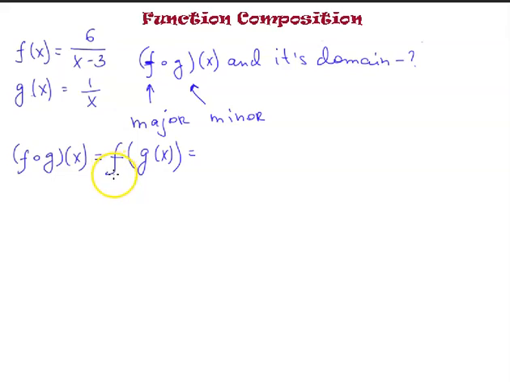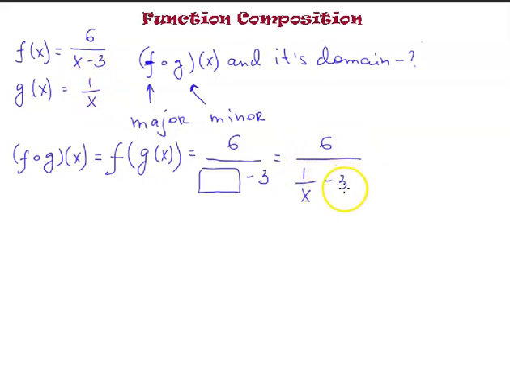Because function f is major, I use the format of that function, which is 6 over, and then there's an x when the function was f of x, minus 3. Now in my case, instead of x, it's going to be g of x. So instead of x, I will put 1 over x. That's my g of x, minus 3. Now I just need to simplify the denominator. I need to subtract 1 over x minus 3. I'm going to do it on the side.